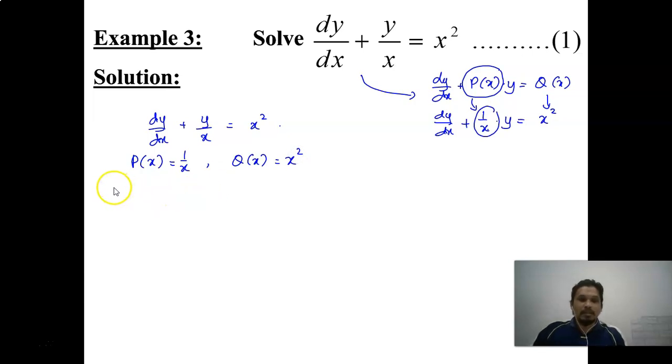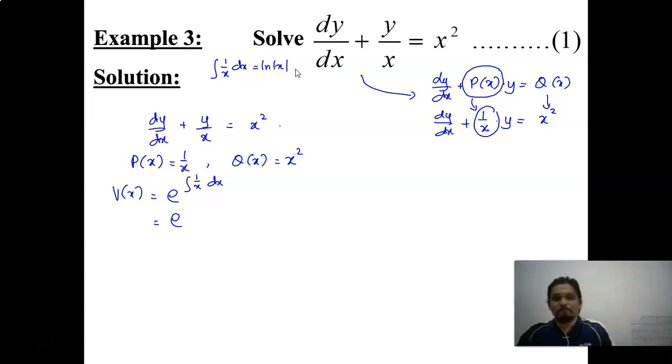The integrating factor v(x) equal to e to the power of integral of 1 over x dx. Integral of 1 over x dx equals natural log of x. Am I right? You still remember? Yeah, good. Now this one here comes up with natural log of x.